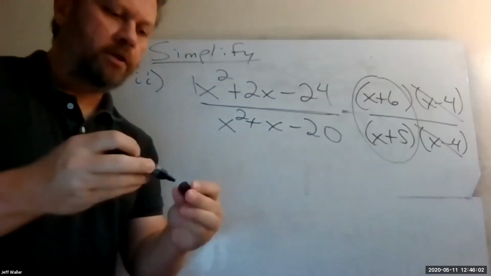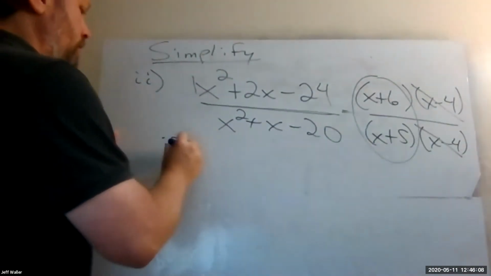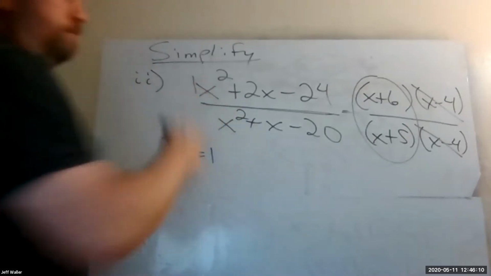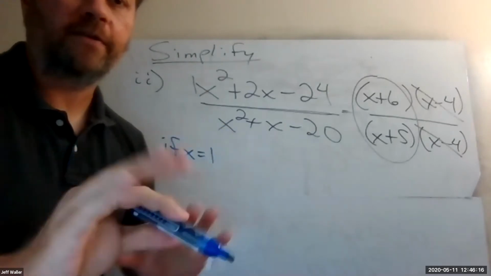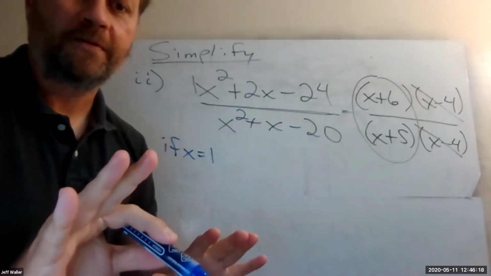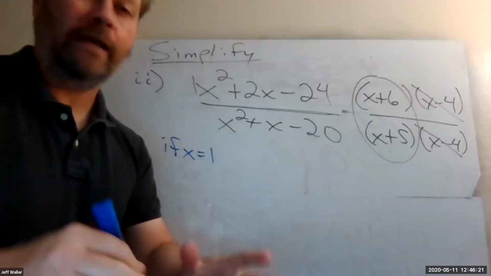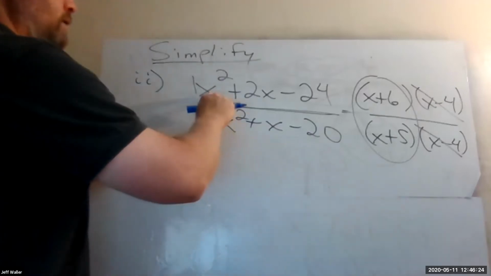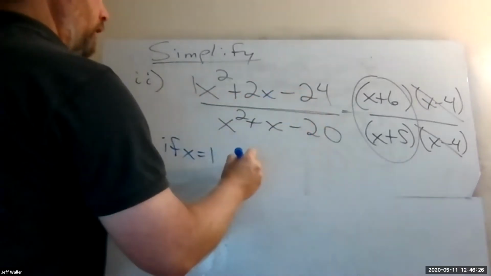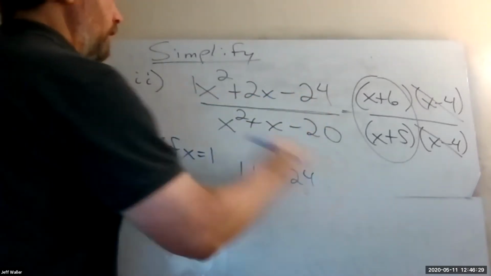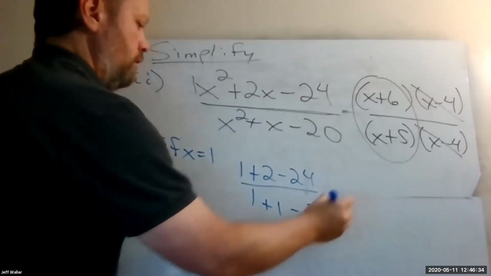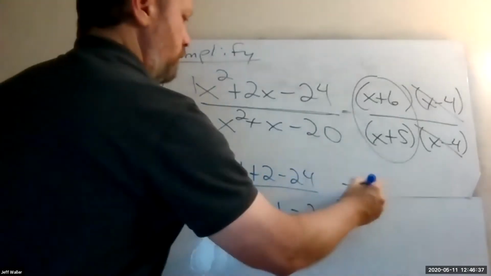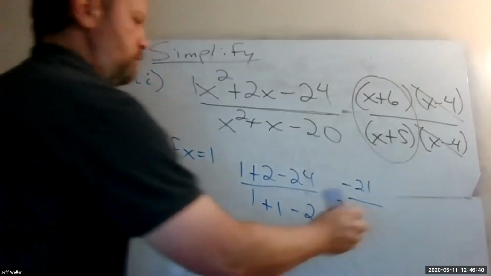And, you know, I've done this before. I don't care. If x was, let's just say 1. I can pick any number I want to, right? Everything I'm writing in blue right now is nothing that you ever have to do. But if x is 1, isn't this 1 plus 2 minus 24? If x is 1, this will be 1 plus 1 minus 20, which is 3 minus 24, negative 21. 2 minus 20, negative 18.